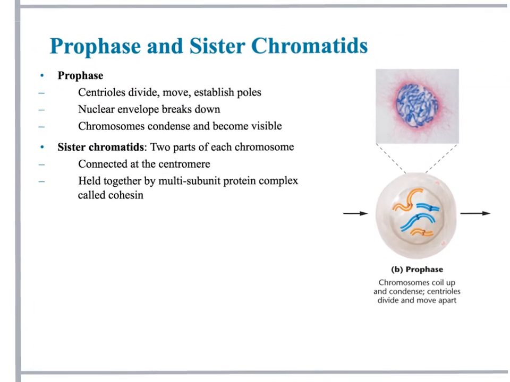And then prophase and your sister chromatids. In prophase, the centrioles divide and they move and they start establishing poles. And the nuclear envelope breaks down and chromosomes are now becoming visible. And the sister chromatids are the two parts of each chromosome connected at the centromere. They're held together by multiple subunit proteins called a cohesion protein.